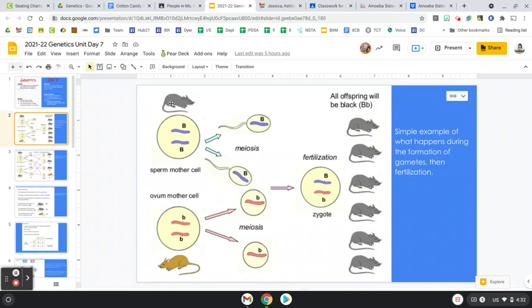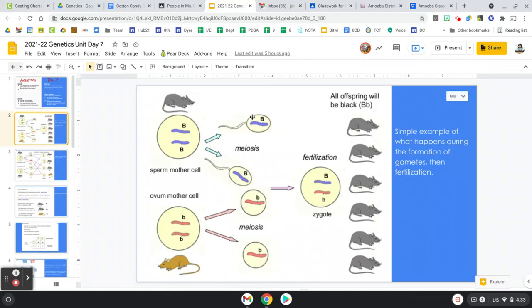So this is a male mouse, and it is homozygous dominant. So its genotype is capital B, capital B, or homozygous dominant. And here is the other mouse. This is the mom mouse, and its genotype is homozygous recessive, so little b, little b.